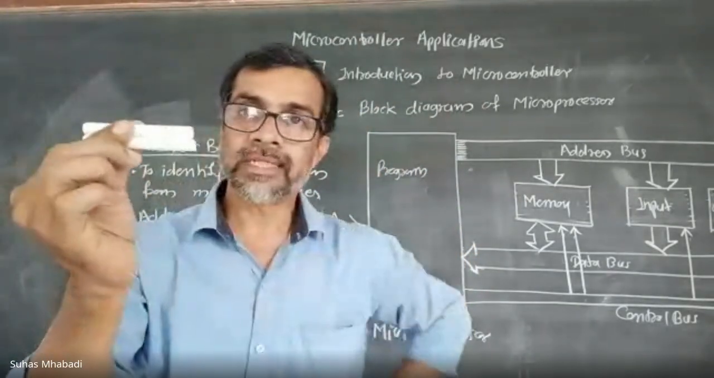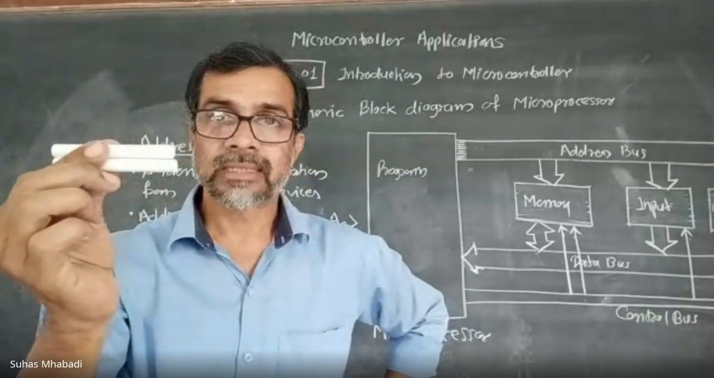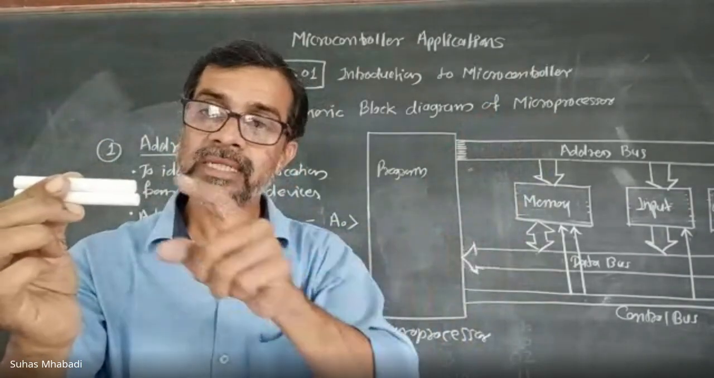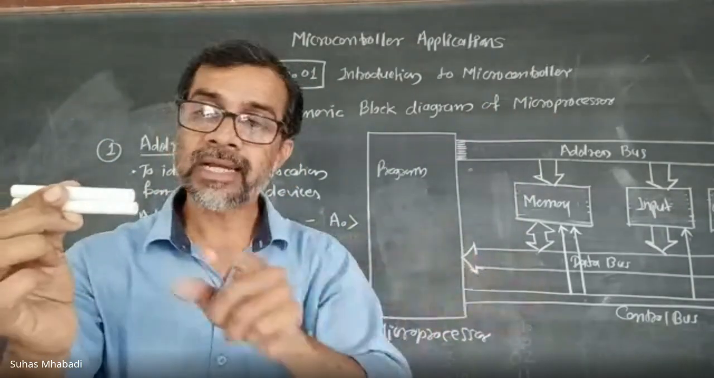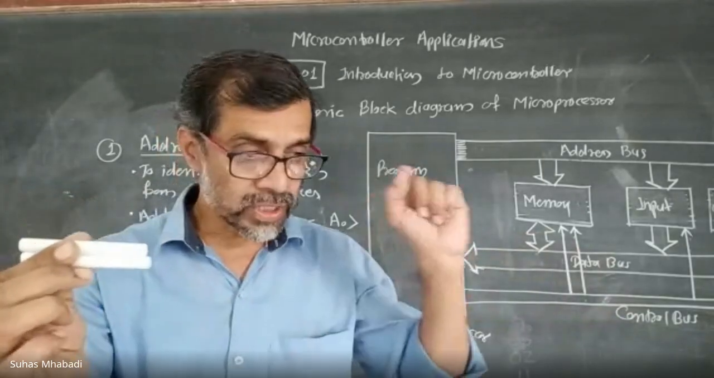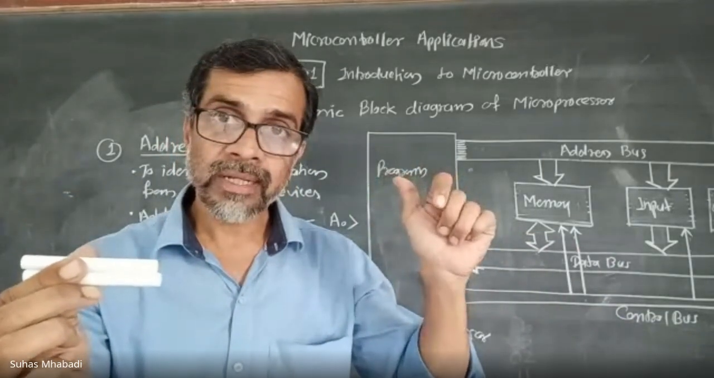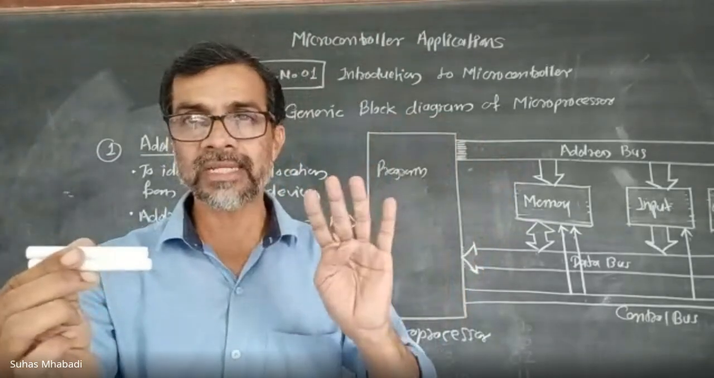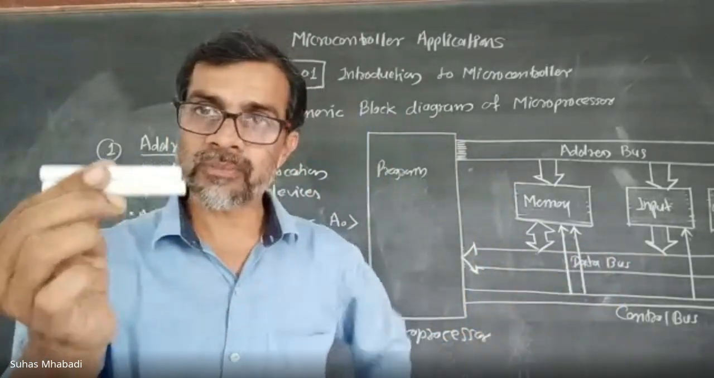Now we have two lines. Addresses: the first address is 00, the second address 01, the third address 10, the fourth address 11. So 00, 01, 10, 11. Apart from these four addresses, the next address is not possible with two lines.